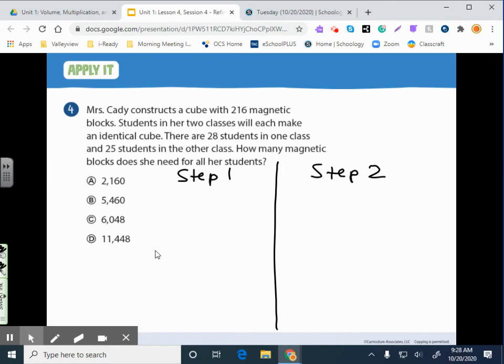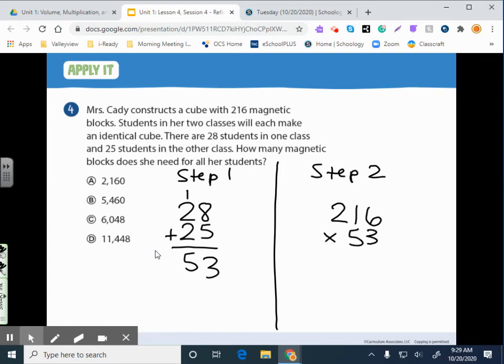All right, first step, let's combine all of those students. So we got 28 in one class, 25 in the other. How many total students is Mrs. Katie working with? Well, we have 53 students. Each of those cubes has 216 blocks, and she's got 53 kids, and she wants to make sure everybody in her class can make one of those. So she needs to figure this out before she makes her order.